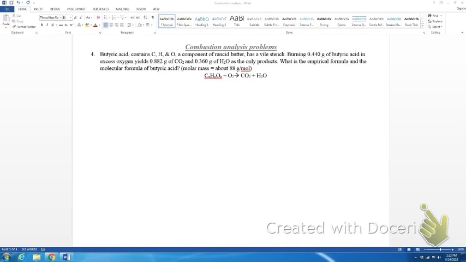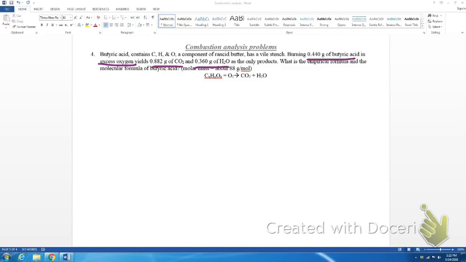You've got butyric acid, contains C, H, and O. It's a component of rancid butter. Burning 4.40 grams of butyric acid in excess oxygen yields this much CO2 and this much water, and those are the only products. What's the empirical and molecular formula?